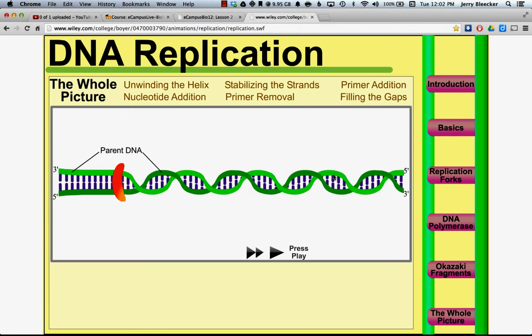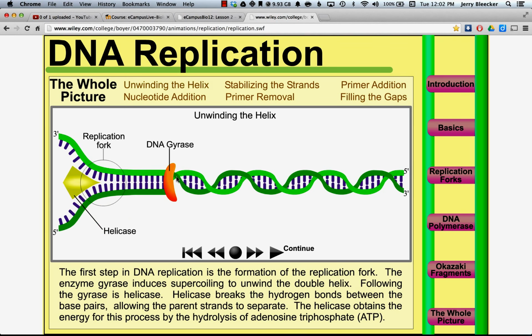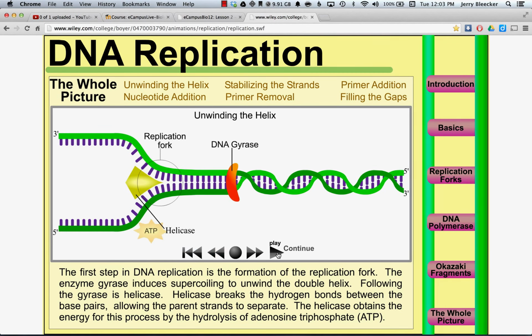The first thing that needs to occur is you have to unwind this double helix. Otherwise, you can't get at the base pairs in the middle. And you can see a little bit of that is already happening here. So for the purposes of replication, we'll send in DNA gyrase. If you've ever been on a gyrotron, you sit in the seat and they spin you in all directions. It's an easy term to remember. So let's unwind the helix, and we'll send in DNA gyrase first. DNA gyrase is sort of the point man in the whole operation, unwinding the molecule.